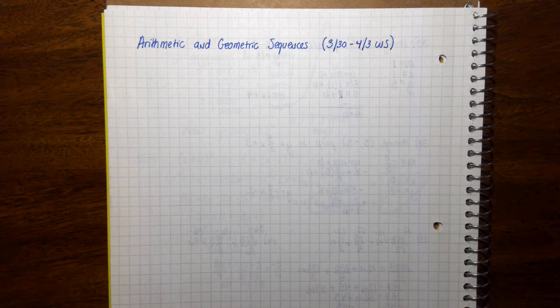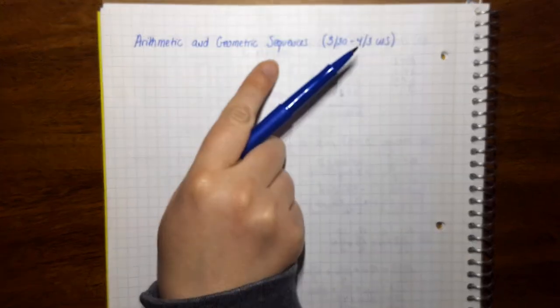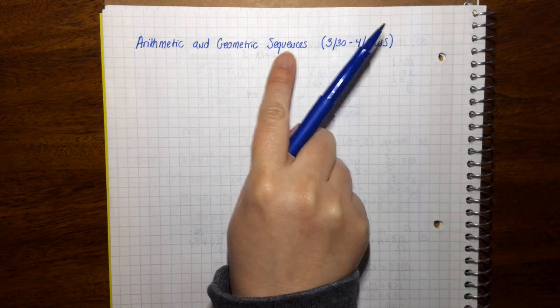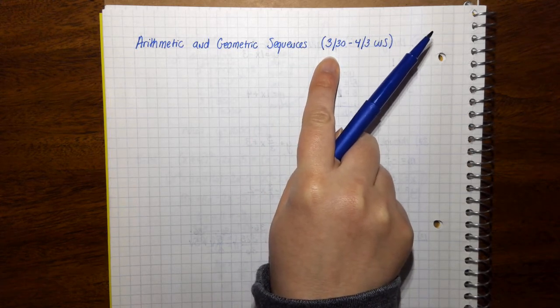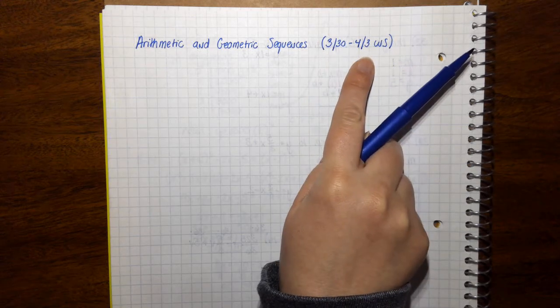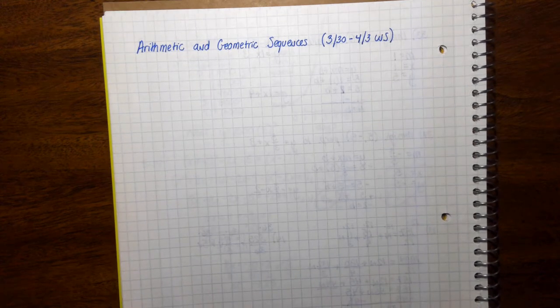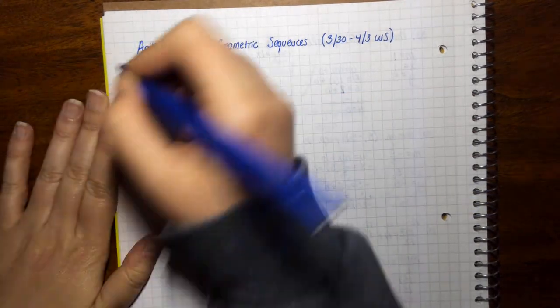Hey everybody, so today we're going to do some notes on arithmetic and geometric sequences. There will be a lot of information that you guys already know. This is to help you with the March 30th to April 3rd worksheet. I'm going to do some problems straight off of that worksheet to help you see where the answers are coming from and to help you get going.